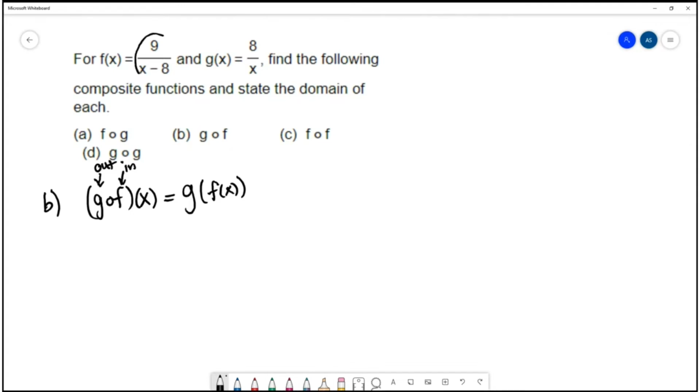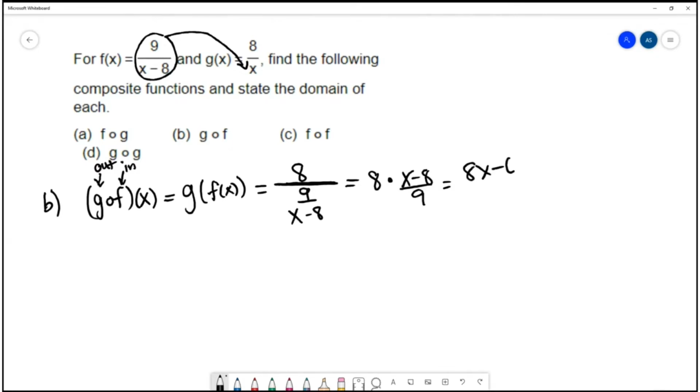So we're going to take our function f of x and substitute it into the function g. This will give 8 over 9 over x minus 8. I'll treat this fraction bar as division, and we'll multiply by the reciprocal to simplify. That gives 8 times x minus 8 over 9, which is 8x minus 64 over 9.